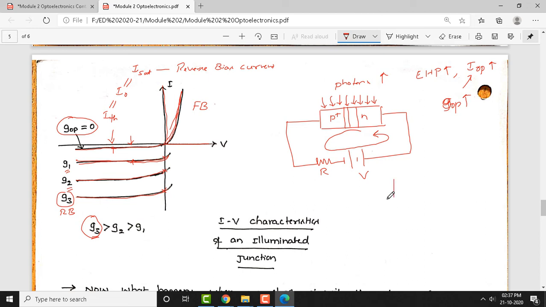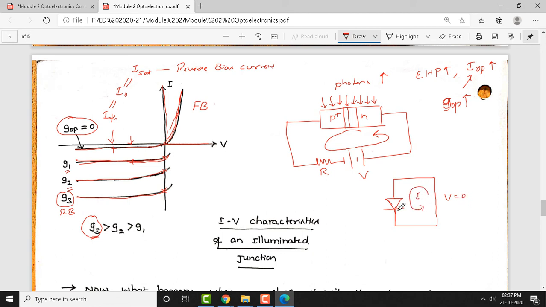Suppose I have a photodiode like this. How do you make the voltage across this 0? When you make the voltage 0, that means you need to short circuit across this. If you short circuit this, I am making the voltage 0, but there exists a current here.